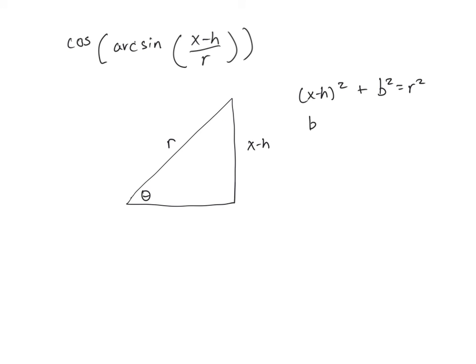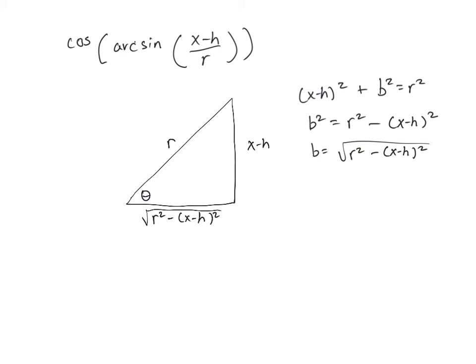b squared must equal r squared minus x minus h squared, right? And now I just have to find the square root of it. So b must equal the square root of r squared minus x minus h squared. It doesn't look pretty, but that's what it is. I can't simplify it anymore. There's no tricks that I can think of to use. So that's just what it is.